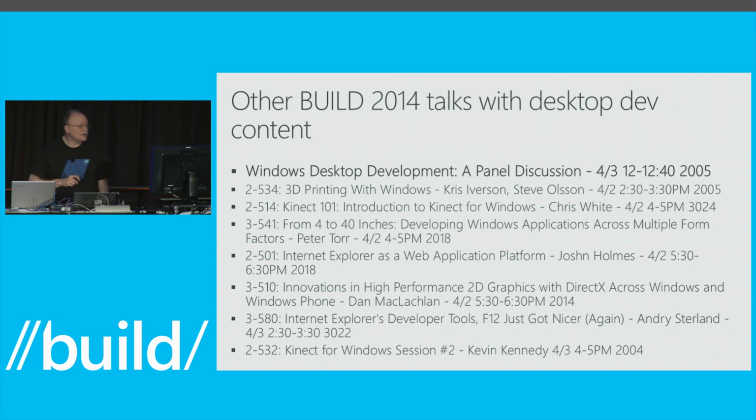A bunch of other, more application-specific talks here: 3D printing, the connecting I mentioned earlier, Peter Torr's talk about scaling with the Universal Windows applications. Internet Explorer is a web application platform. That can be very desktop focused, but it also has a great scaling story. The 2D graphics has a lot of stuff about color fonts and scaling there. And the developer tools, F12 for Internet Explorer, again, makes a great scaling story. And then the additional connecting.